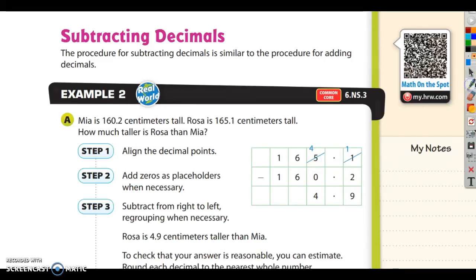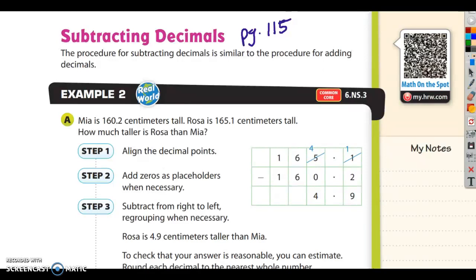All right, this is page 115, and we are subtracting decimals. Now, there are no actual problems on this page, so we're just going to review some strategies with subtraction. We're also going to estimate to check our answers. So let's check out the first one.